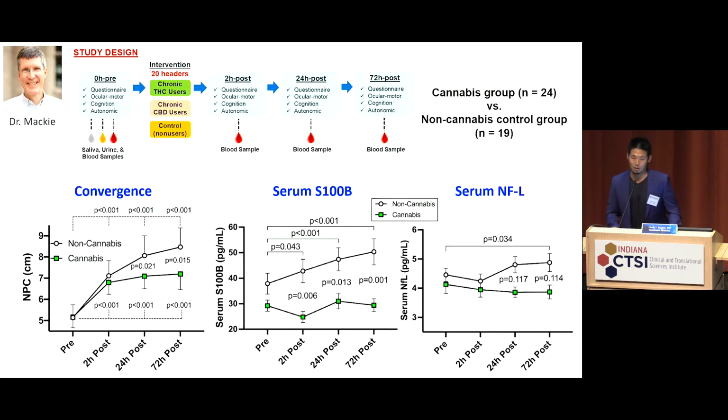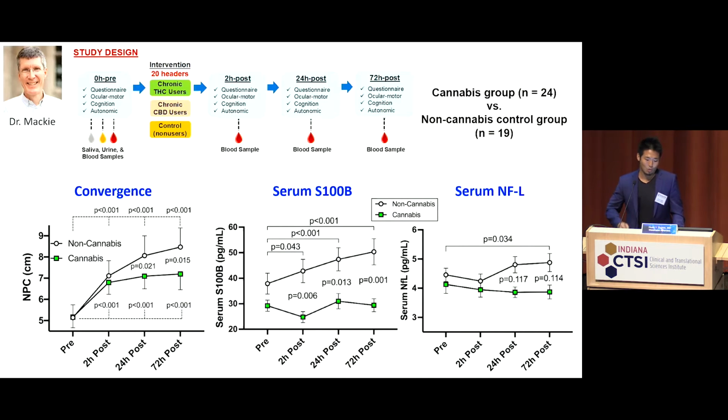And we did a blood biomarker assay as well. As you see, this is S100B, an astrocyte-enriched protein, and we restricted all the exercise effect and all that. There was a linear increase in non-cannabis users after 20 hits, but in cannabis users, that didn't happen. This is neurofilament. The change was not robust, but there was some sign that cannabis might be protective.